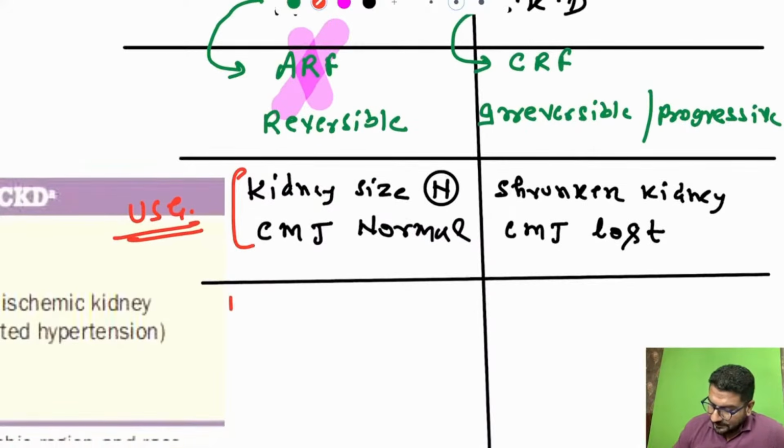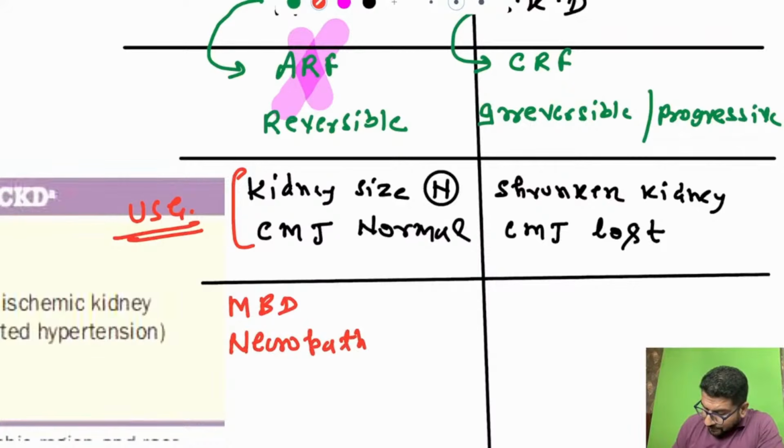Which symptoms? Bone problem, bone fracture, dislocation, low bone density, low bone mineralization, osteitis fibrosa cystica, then secondary hyperparathyroidism. This is called mineral bone disease, MBD, and neuropathies. So bone problems and neuro problems, meaning neuropathies. These are absent here. These are present in CKD.